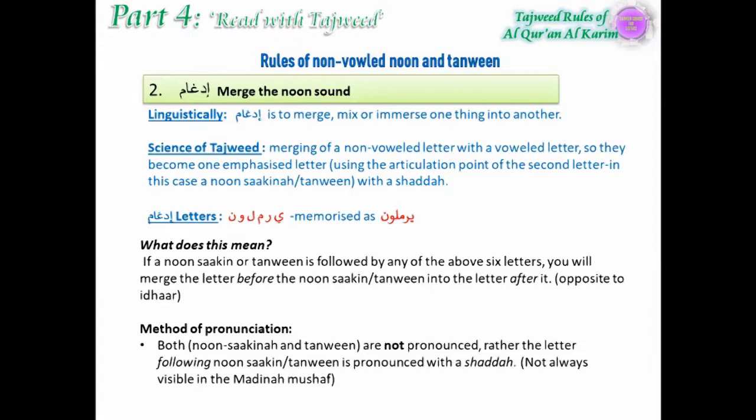If a noon saakin or tanween is followed by any of the above 6 letters, yarmaloon, you will merge the letter before the noon saakin, tanween, into the letter after it. And this is opposite to idhar. In idhar, we pronounce the letter clearly from its makhrij. Here we are mixing the letter before the noon as-saakin or tanween into the letter after. So we are not pronouncing the noon as-saakinah or tanween at all. We will be merging.